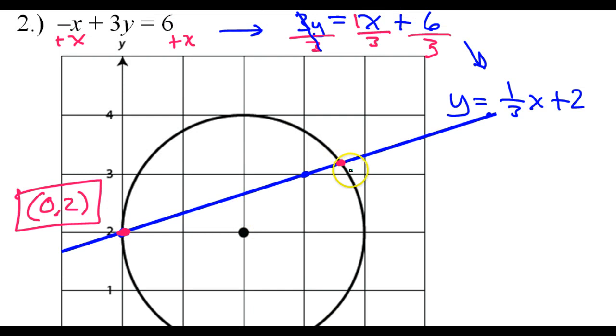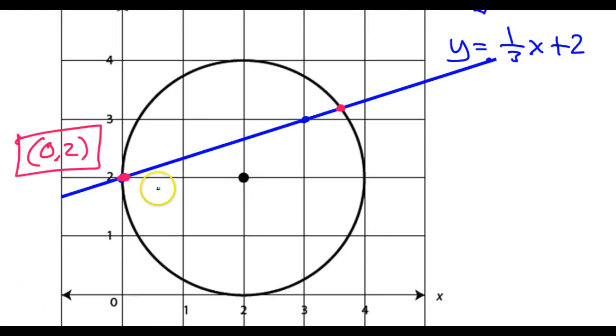But because this one is between the lines, I could guess at it, but that's not going to be good enough. We need to find the actual intersection. So because it's between the lines, we're going to have to do this algebraically.